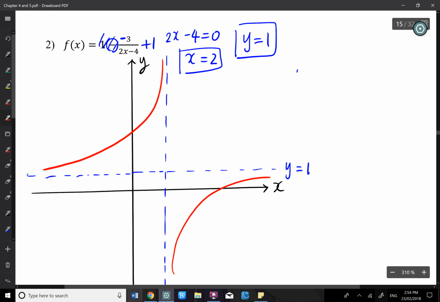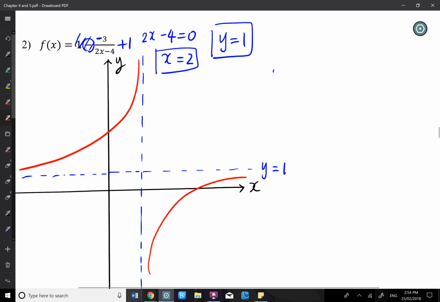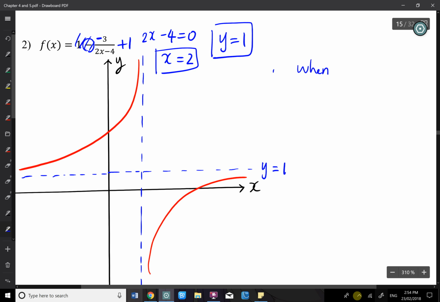Our half graph looks like this because it's a negative graph. I can see x and y intercepts, right? Therefore, we need to find the x and y intercepts. When x equals 0, y equals 1 minus 3 over -4. Okay, -4. And that's 7 over 4.